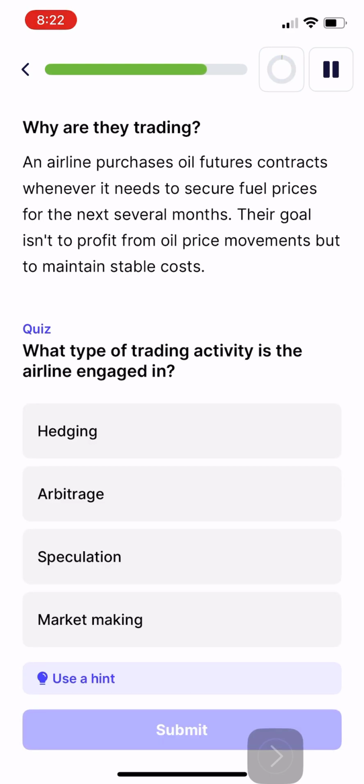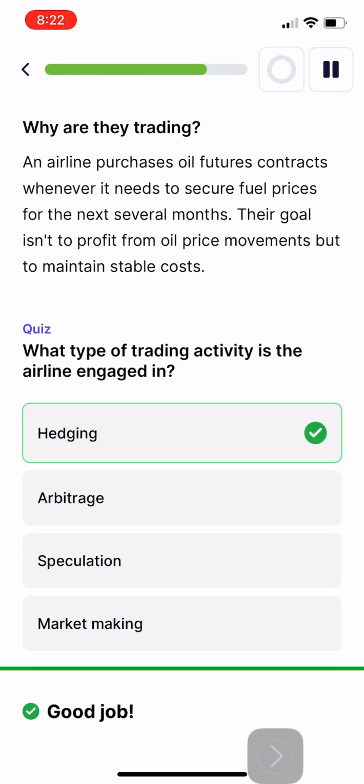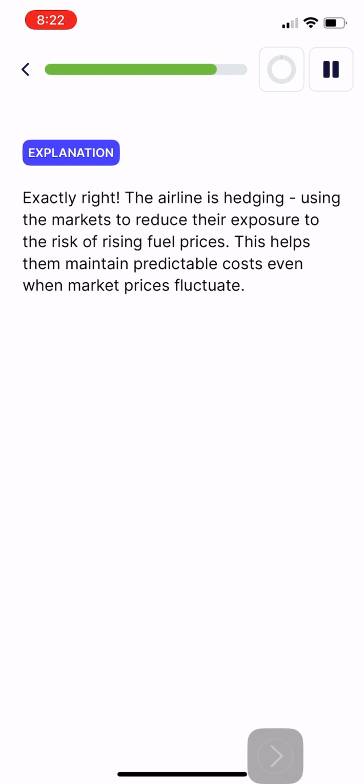Time for a quick quiz. An airline purchases oil futures contracts whenever it needs to secure fuel prices for the next several months. Their goal isn't to profit from oil price movements, but to maintain stable costs. What type of trading activity is the airline engaged in? Hedging. Yes, you're right. Exactly right. The airline is hedging, using the markets to reduce their exposure to the risk of rising fuel prices. This helps them maintain predictable costs even when market prices fluctuate.